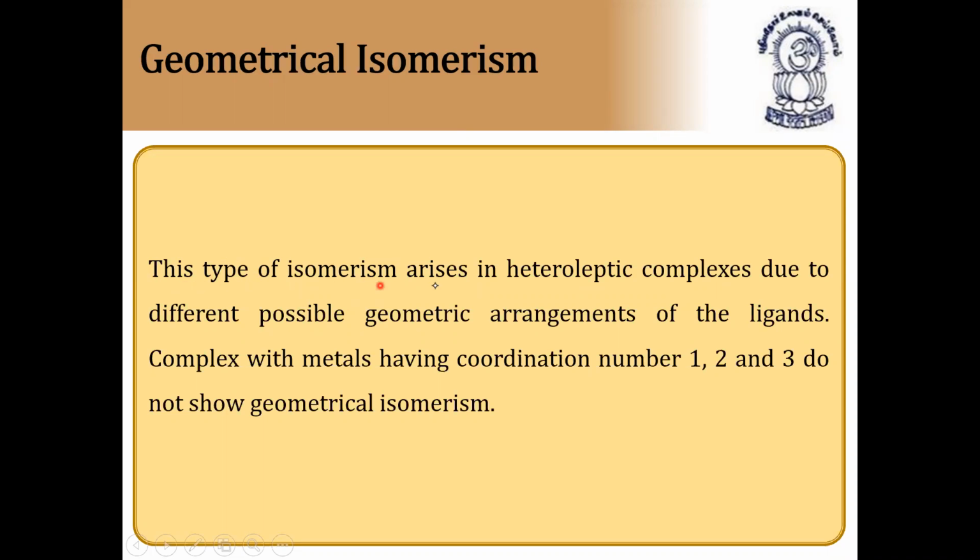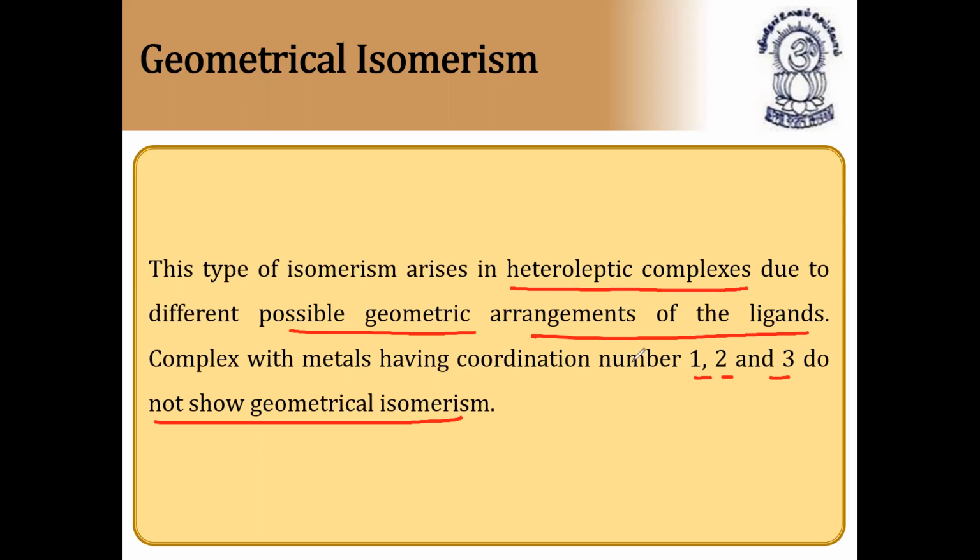This type of isomerism arises in heteroleptic complexes. First, we know what is a heteroleptic complex, where we have different ligands attached to the metal, due to different possible geometrical arrangements of the ligands. Complexes with metals having coordination number 1, 2, 3 do not show geometrical isomerism. Very, very important point. If the coordination number of the metal is 1, 2, or 3, it will not show geometrical isomerism. Apart from the above, only it will show geometrical isomerism.